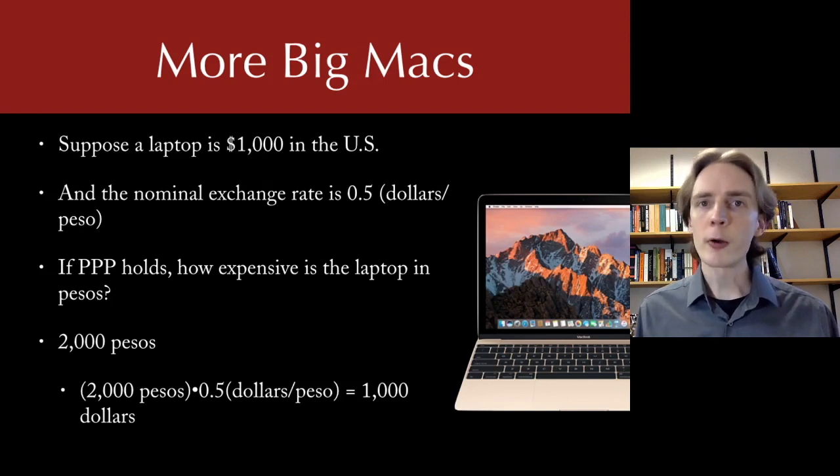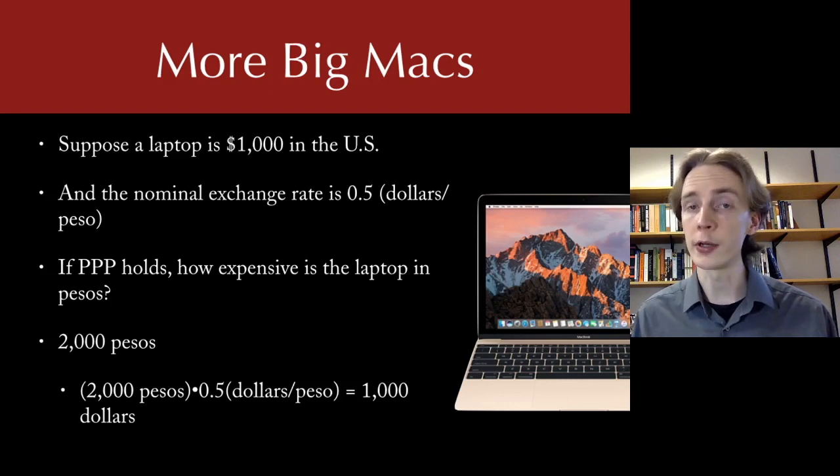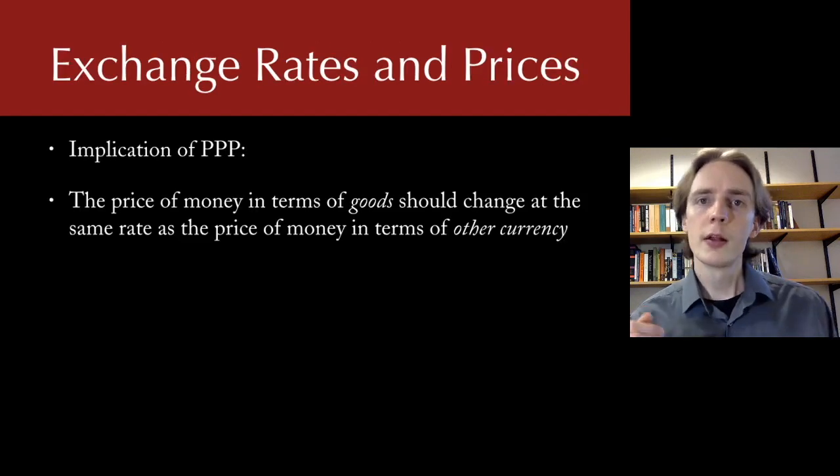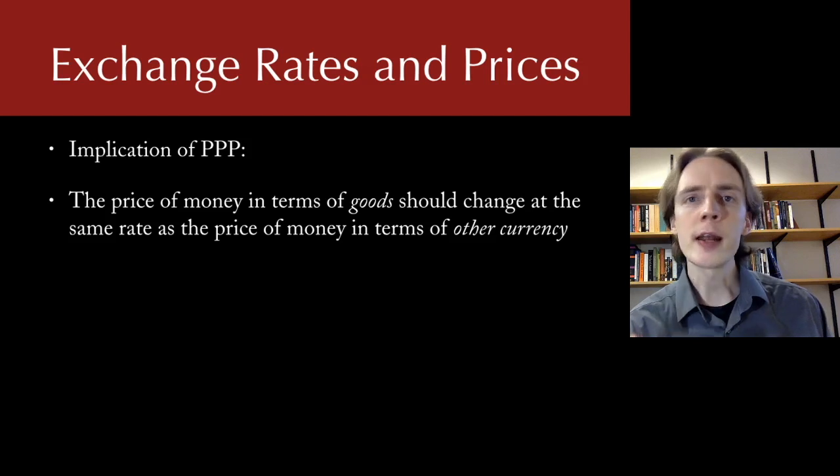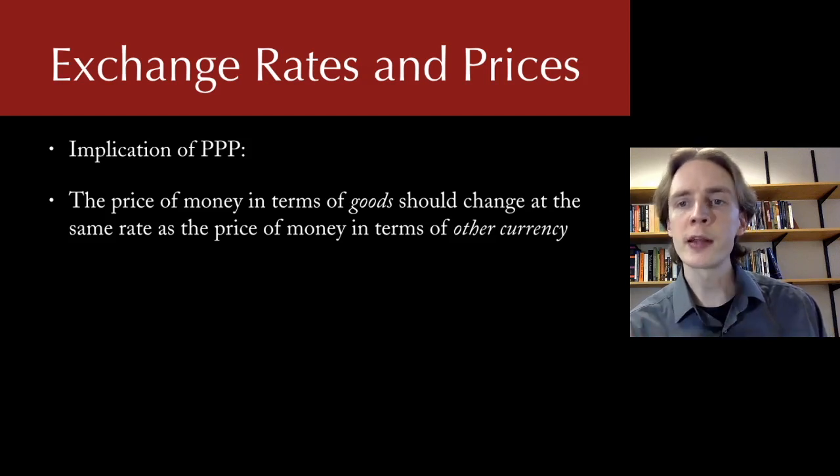Right? So purchasing power parity tells us that once you convert the exchange rate, in the long run, we're going to expect any kinds of goods that you can trade to be the same price across countries, just the same as we have a law of one price within countries. So the implication of purchasing power parity is that the price of money in terms of goods ought to be changing at the same rate as the price of money in terms of other currency.